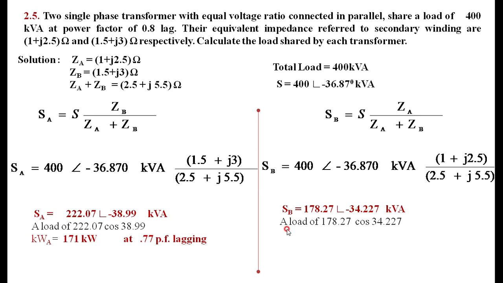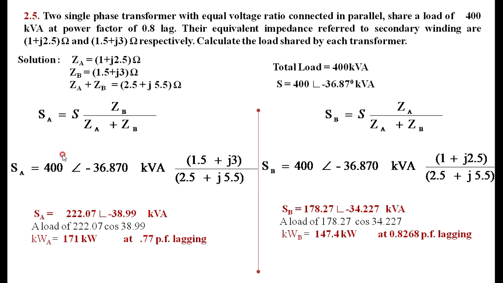If you want to express the load in terms of kilowatt, you have to take 178.27 cos of 34.227, and that gives the kilowatt. Therefore, the kilowatt shared by transformer B is 147.4 kilowatt at a power factor of 0.8268 lagging. It is the load shared by transformer B. This is how you have to solve the problem.